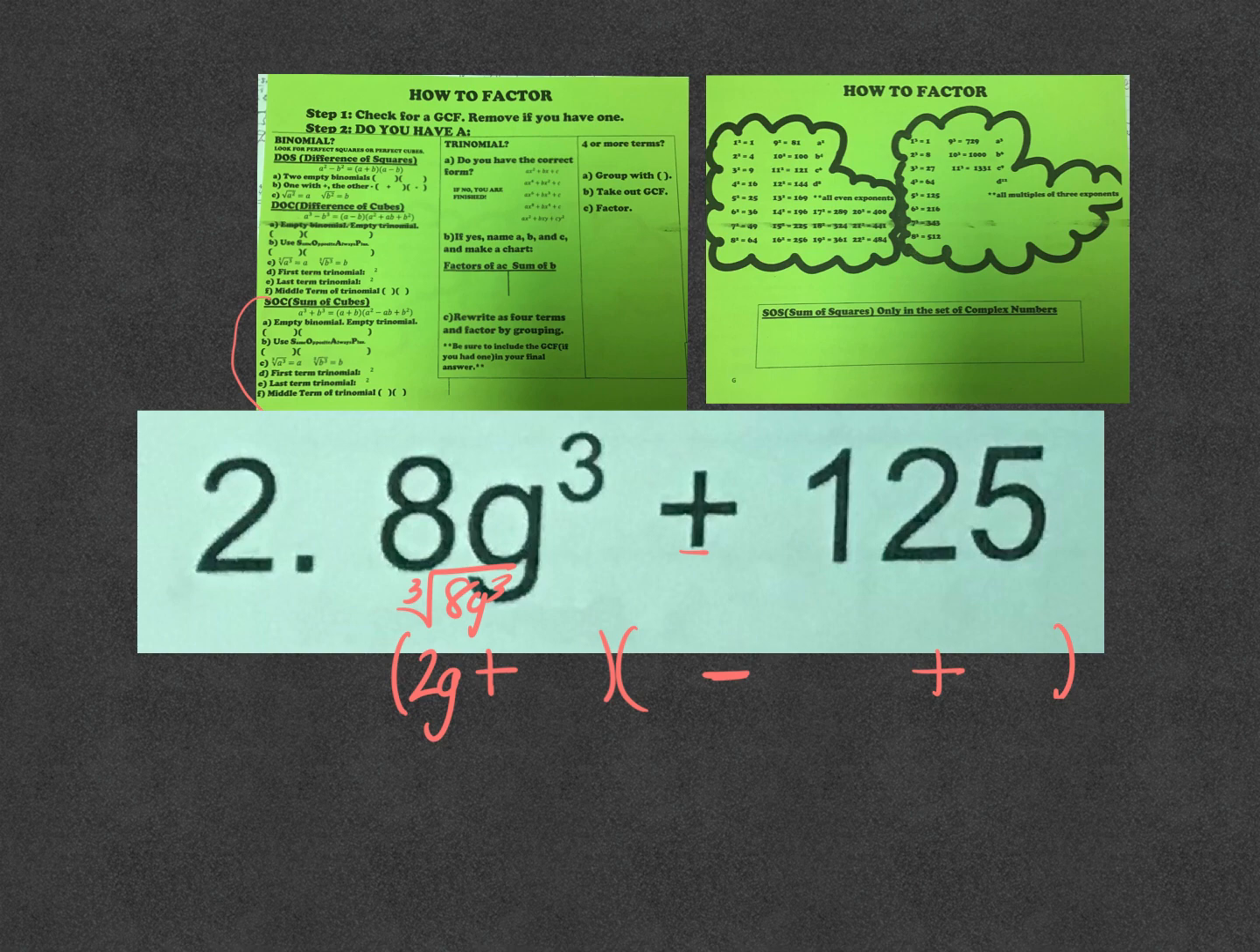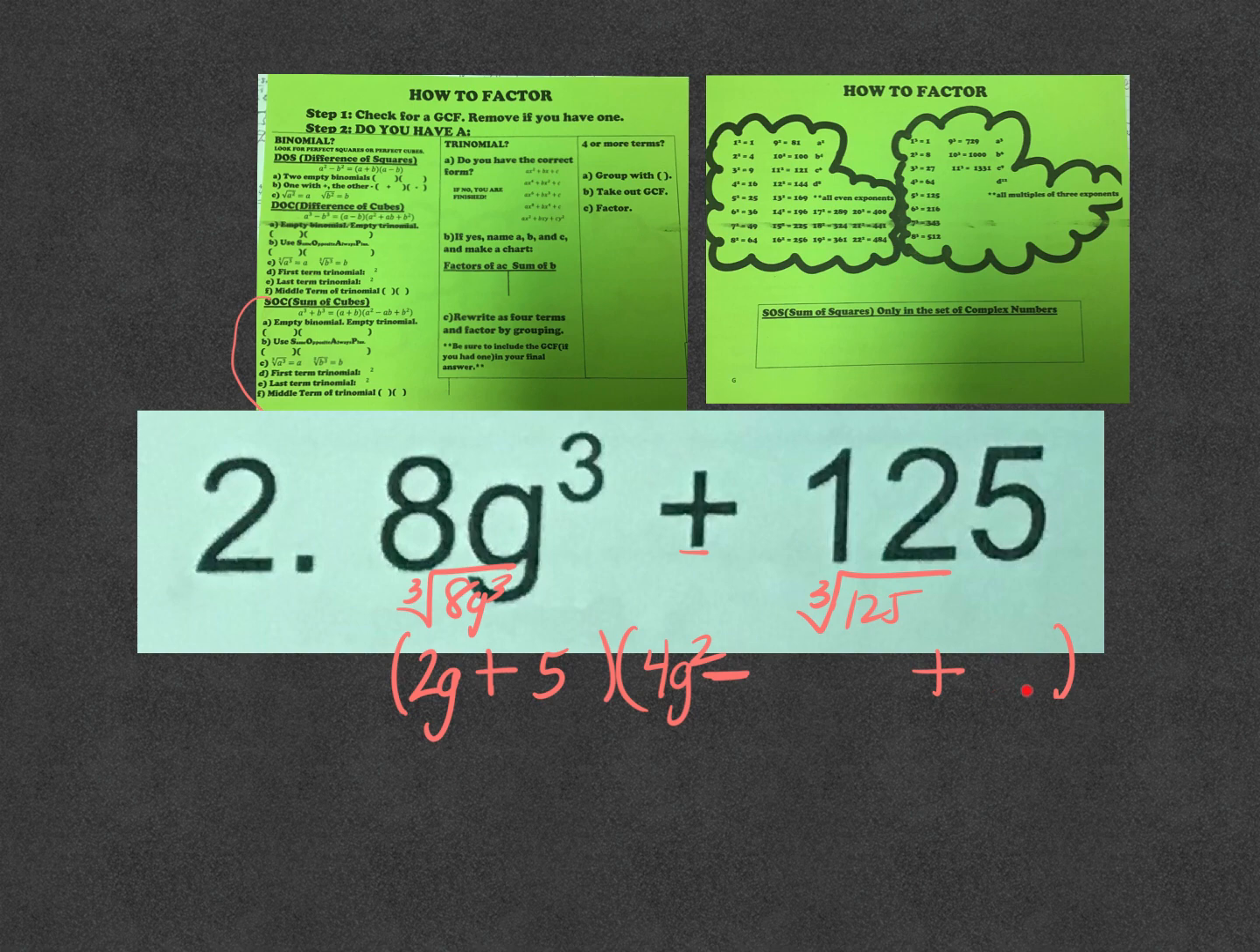To find out what goes in this spot, I take the cube root of 125. Cube root of 125 is 5. Now, this next part is tricky, so just be careful. To find out what goes here, you square this. You square 2 and you square g. You have to square both of these. 2 squared is 4, g squared is g squared. So 4g squared.